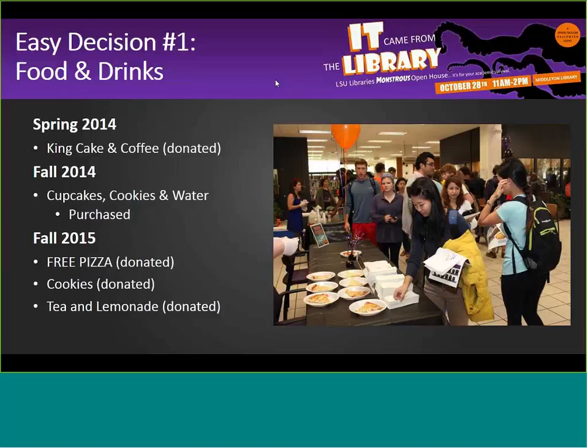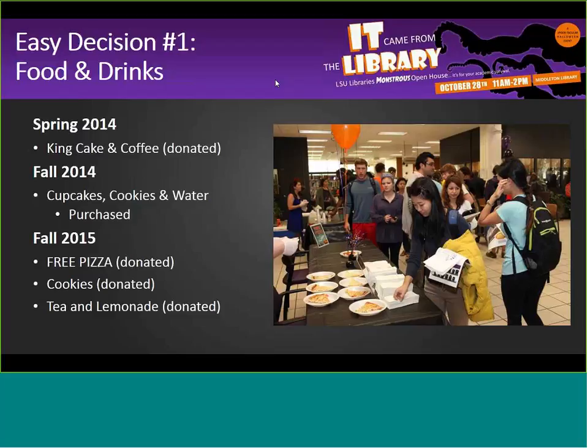So we really felt strongly that we wanted to try to provide pizza if we could. Other student events on campus, they always seem to have pizza, and that really draws the students in. We did not have the budget for pizza. So in our planning of this event, we prepared to still purchase cupcakes and cookies. That was our ultimate plan if our donation request fell through. And we actually were awarded our grant for the free pizza from LSU Dining, which we were so excited about.